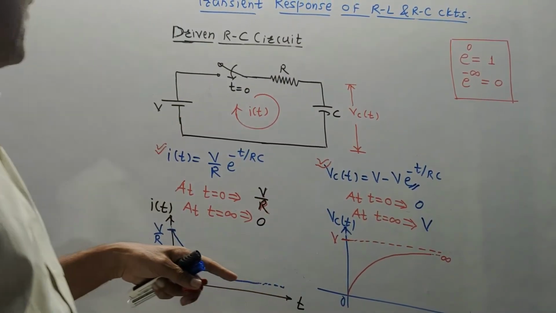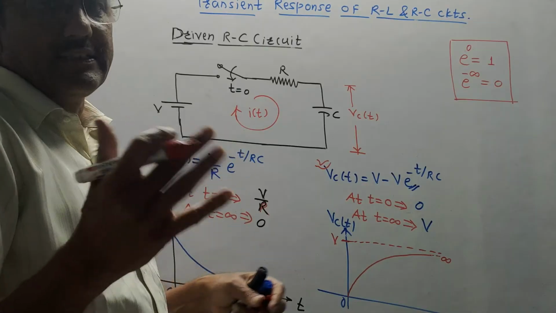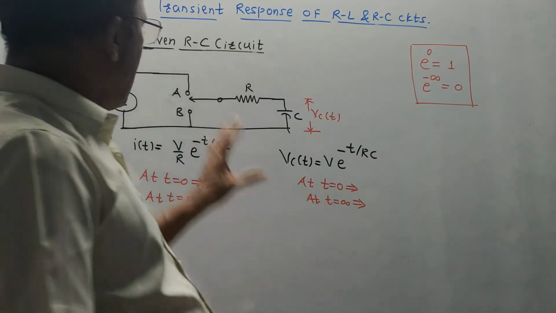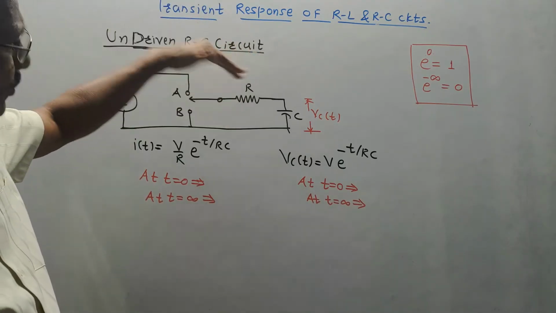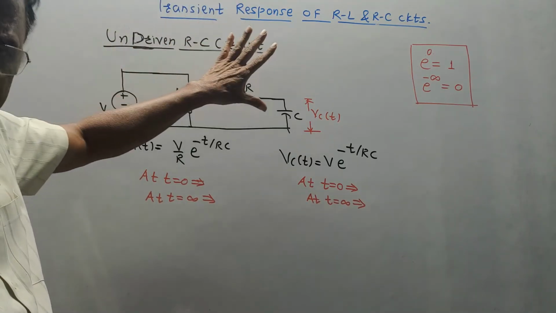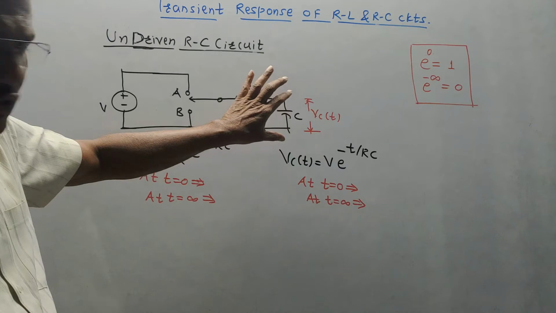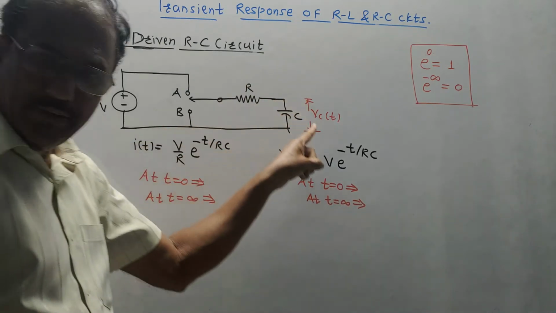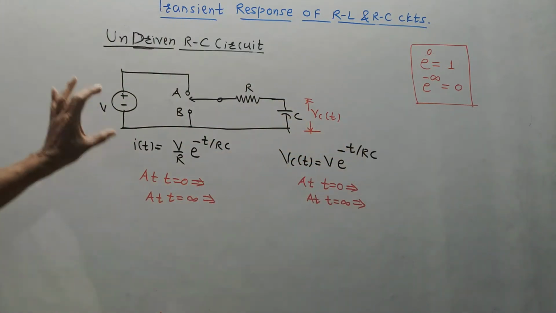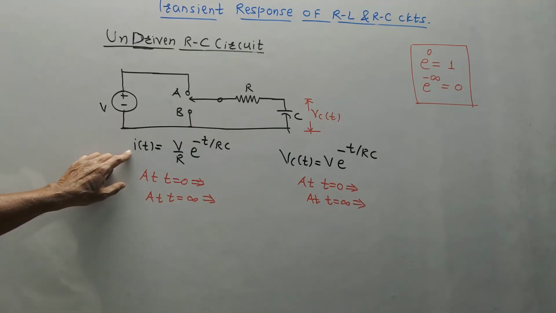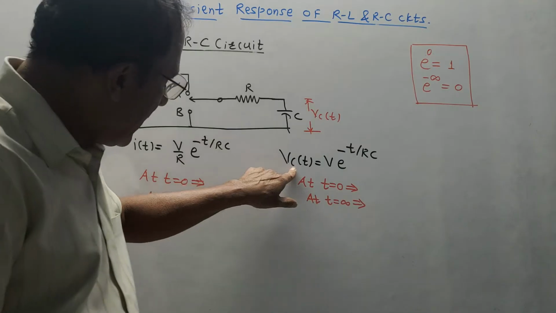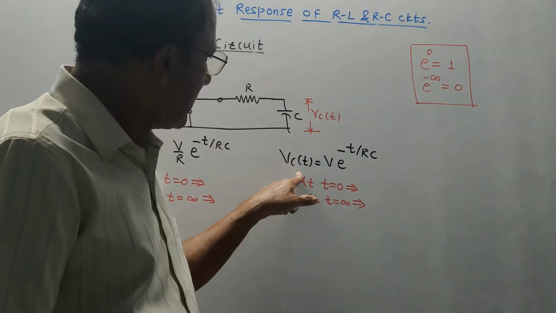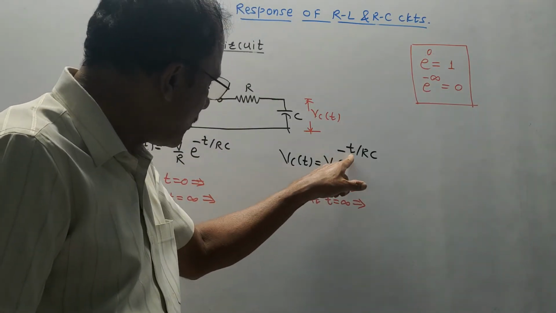Now the last circuit we'll discuss is the undriven RC circuit. This circuit is for the undriven RC circuit, which is very similar to the undriven RL circuit. The only difference is that in place of the inductor I have shown the capacitor, and the voltage across the capacitor is Vc of t. Again you need to memorize these two equations. The equation of current: V by R e raised to minus t by RC. Then the equation of voltage across the capacitor, that is Vc of t, is V into e raised to minus t by RC.